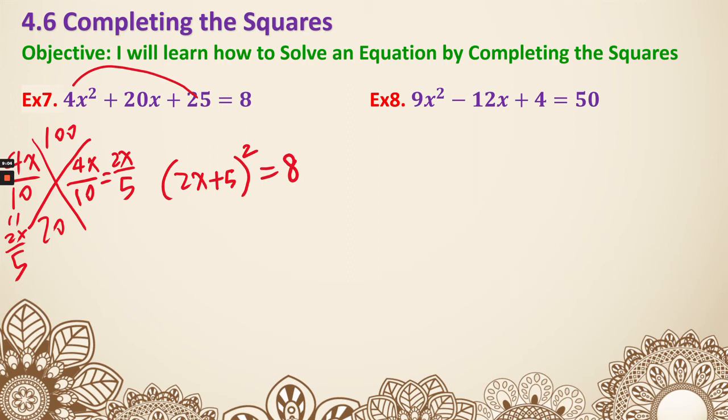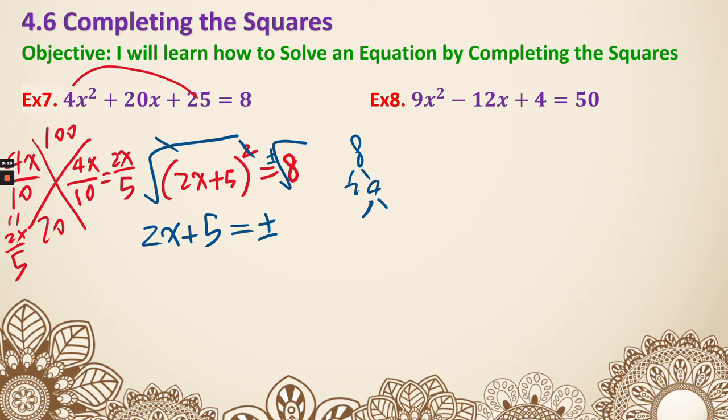Solve it the same way, square root both sides. Square root, plus minus. So 2x plus 5 equals plus minus. Simplify the square root of 8. So we have 8, 2, 4, 2, 2. The pair of numbers we have is the 2s. So it's going to be 2 square root of 2. Now we're just going to solve it the regular way, but things might be slightly different. So first, we're going to subtract 5 on both sides.